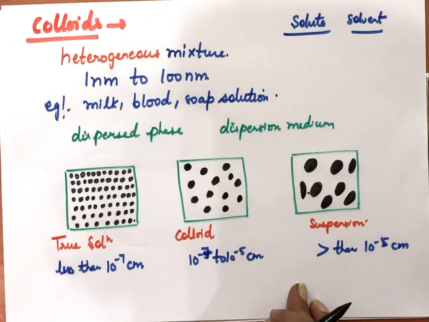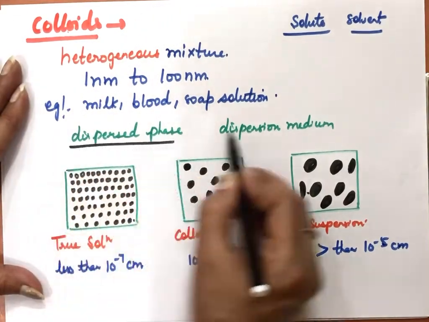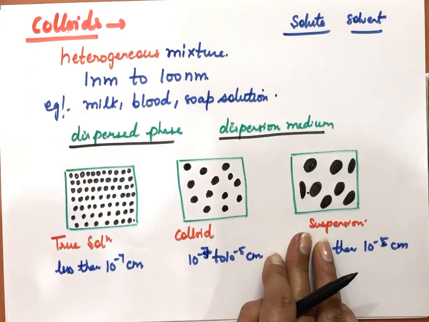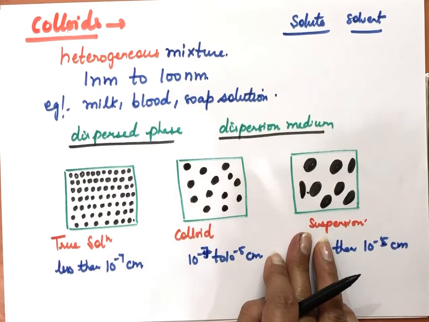In colloids, we have a dispersed phase and a dispersion medium. The size of particles is from 1 nanometer to 100 nanometer. These are heterogeneous in nature, though they appear to be homogeneous in nature.